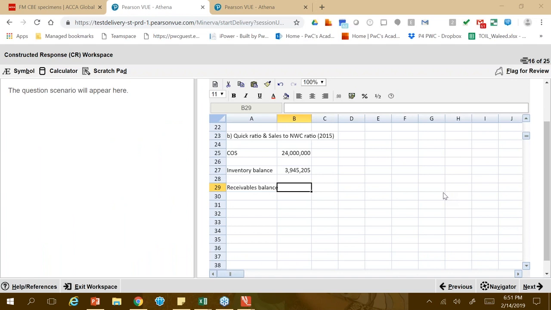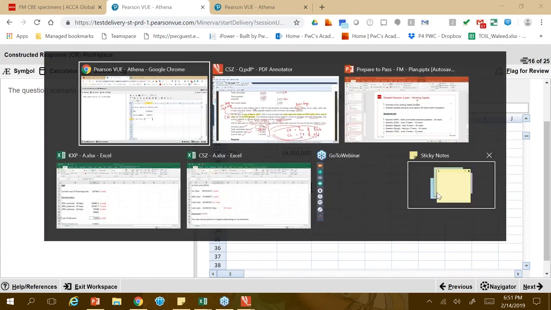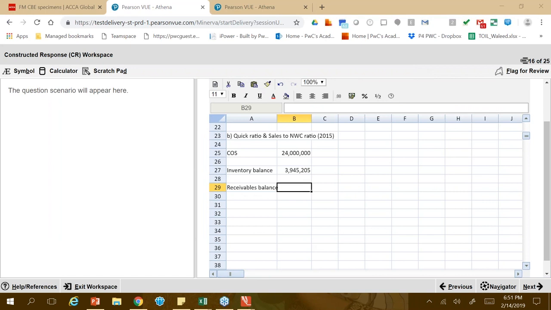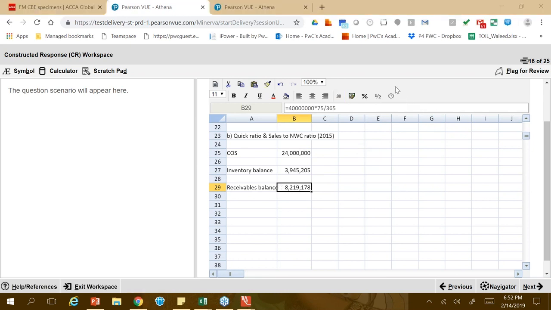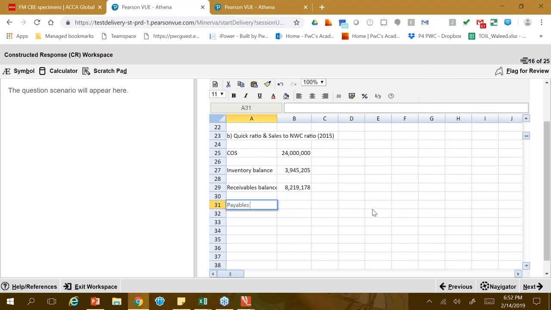Yes, so some correct answers given in. Well done. So we are taking the sales, which are the 40 million, into the receivable days 75 over the 365. So this will give me the receivables balance for 2015, which comes out to be 8219178. So well done to everyone who got 8219178.